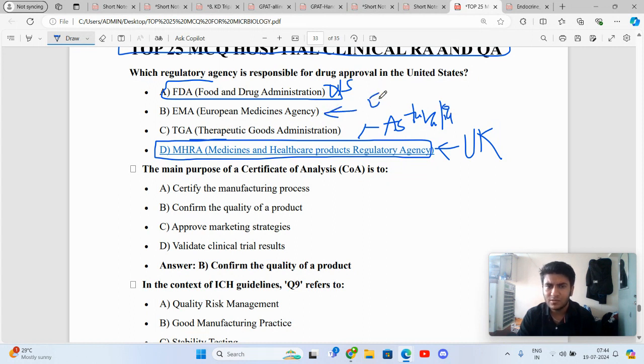NAFDAC is for Nigeria. Similarly, we have MPA for Sweden, Medical Products Agency. So you need to know about all of this. Then PMDA or MHLW for Japan. You need to know them very well.